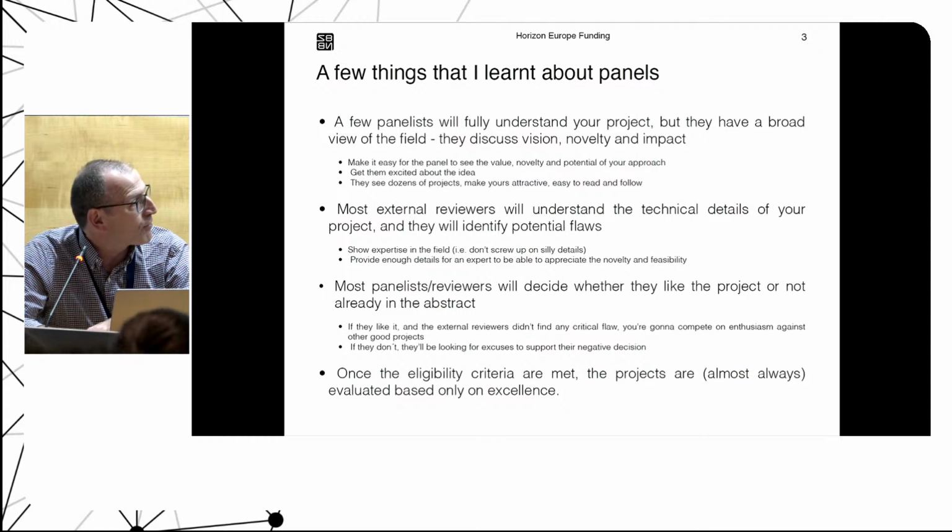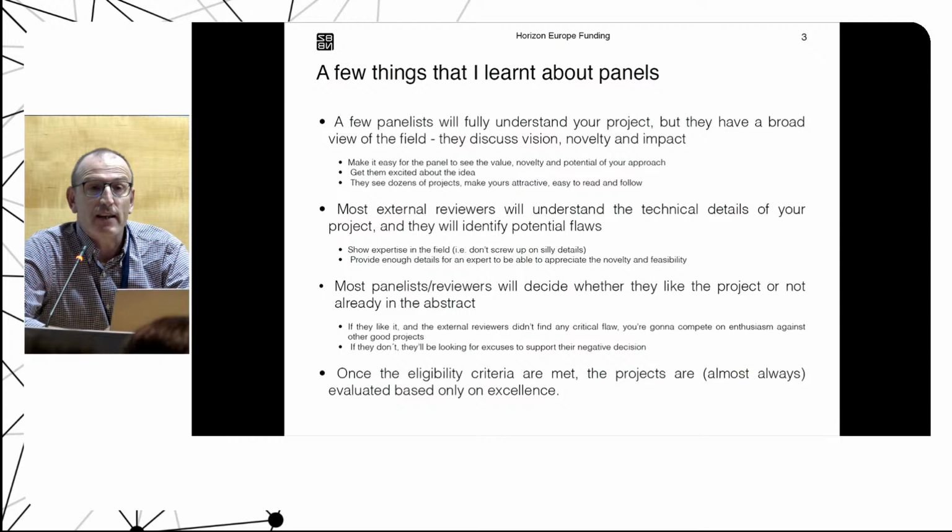Then again, something that Anna already mentioned. Most panelists or reviewers will decide whether they like your project or not already in the abstract, the first page, as she said, right? So you read the abstract, you read the first page, and then you immediately know whether you like the project or not. So if we like it, and the external reviewers obviously didn't find any critical flaw, then you're going to compete with other projects on enthusiasm and the potential impact, basically, right? If we don't like it, we're going to spend the rest of the time evaluating your project, looking for small things to support our idea that we don't like your project, right?